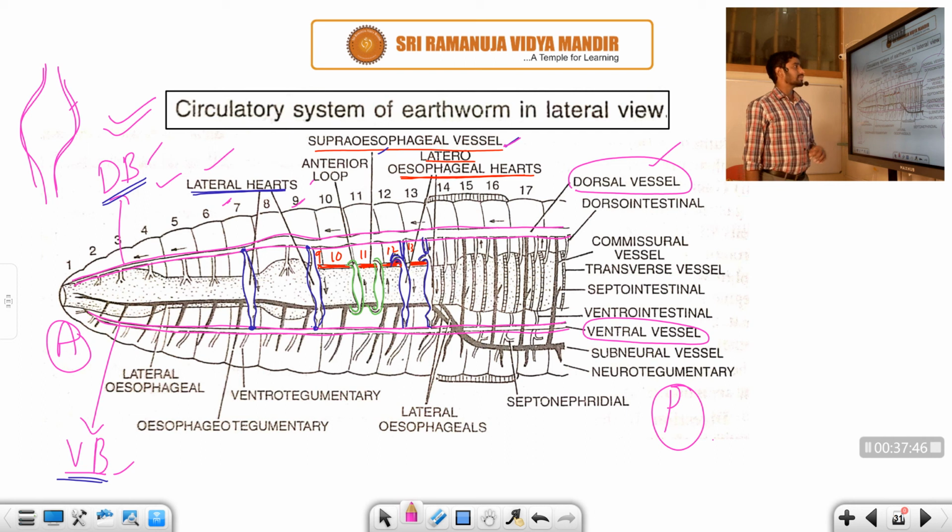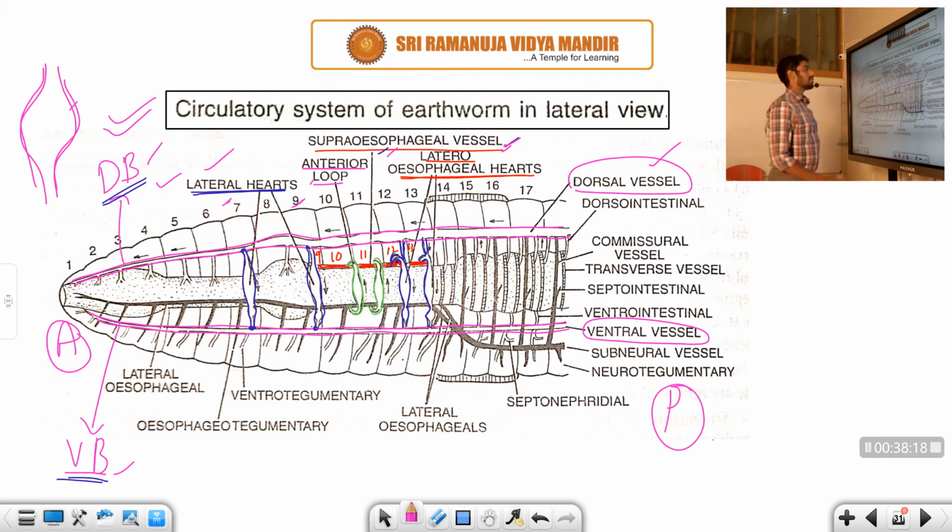Next, we are talking about the anterior loop. The anterior loop doesn't have proper walls. It connects the supraesophageal blood vessel and the lateroesophageal blood vessel. It is located in the 10th and 11th segments.